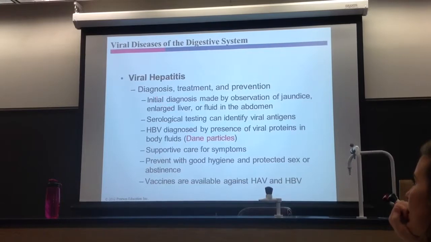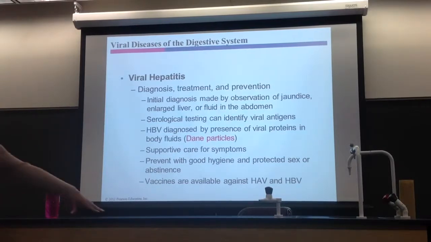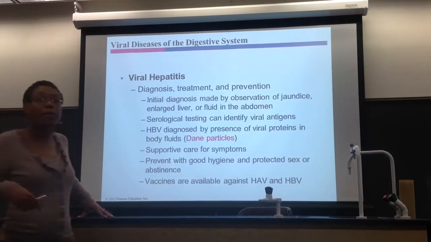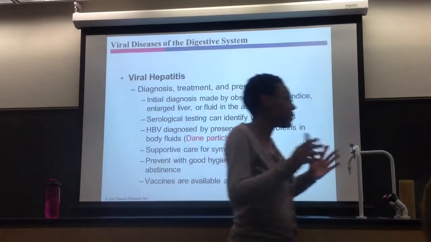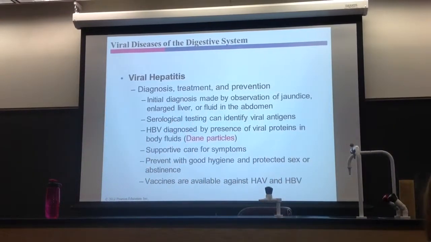Okay, how do you diagnose it? Typically, initial signs like jaundice, right? Look for yellow eyes, yellow skin, enlarged liver, fluid in the abdomen. You can also, let's skip down here, if you have Hep B, look for these particles called Dane particles. Dane particles are particles that are actually in the blood. That's why it's called serum hepatitis. You find the viral particles in the blood itself. You just look at it and you see them. And I'll talk about Dane particles in a minute.